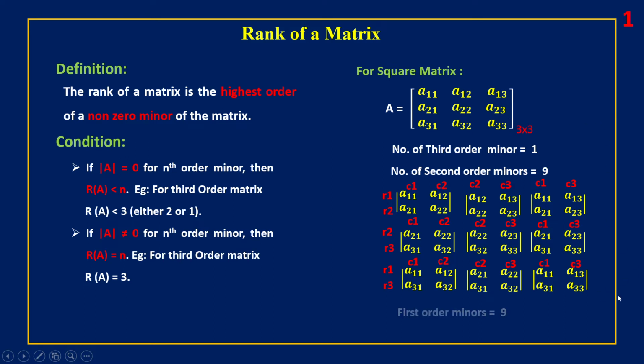And automatically, the first order minor is nothing but the number of elements in the matrix. We know a 3 cross 3 matrix is 3 into 3, so the number of elements is 9. So the number of first order minors is 9.